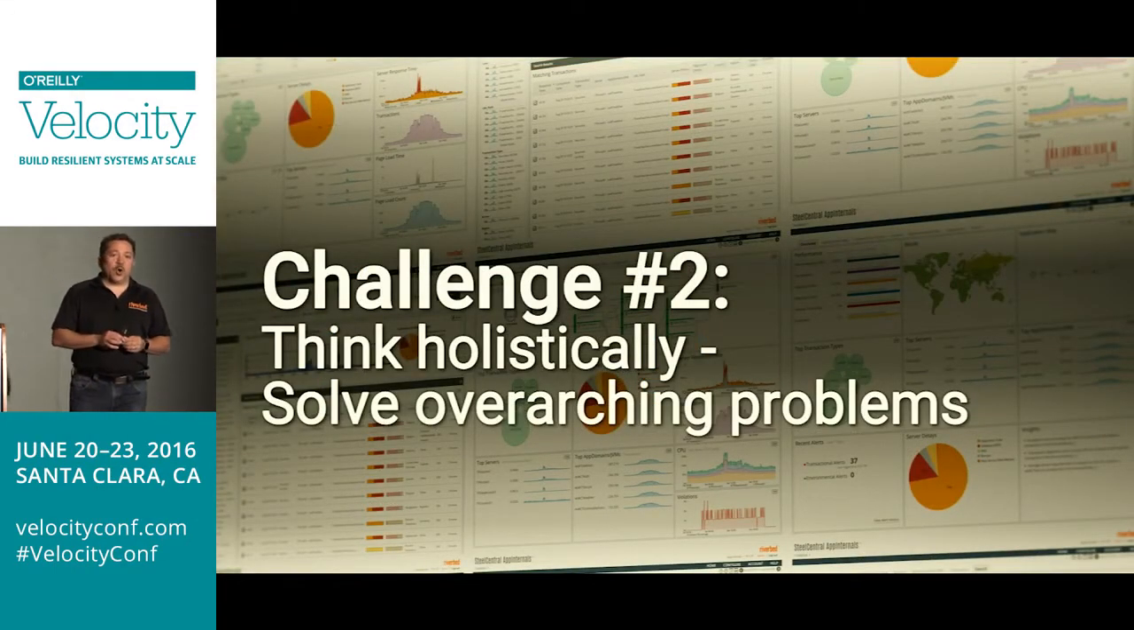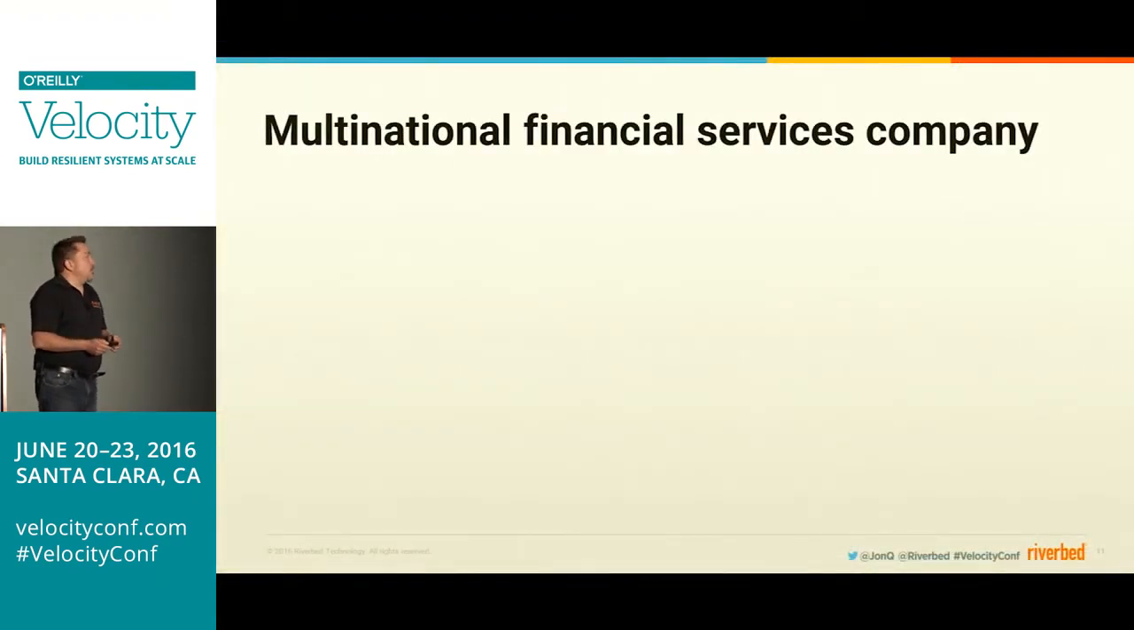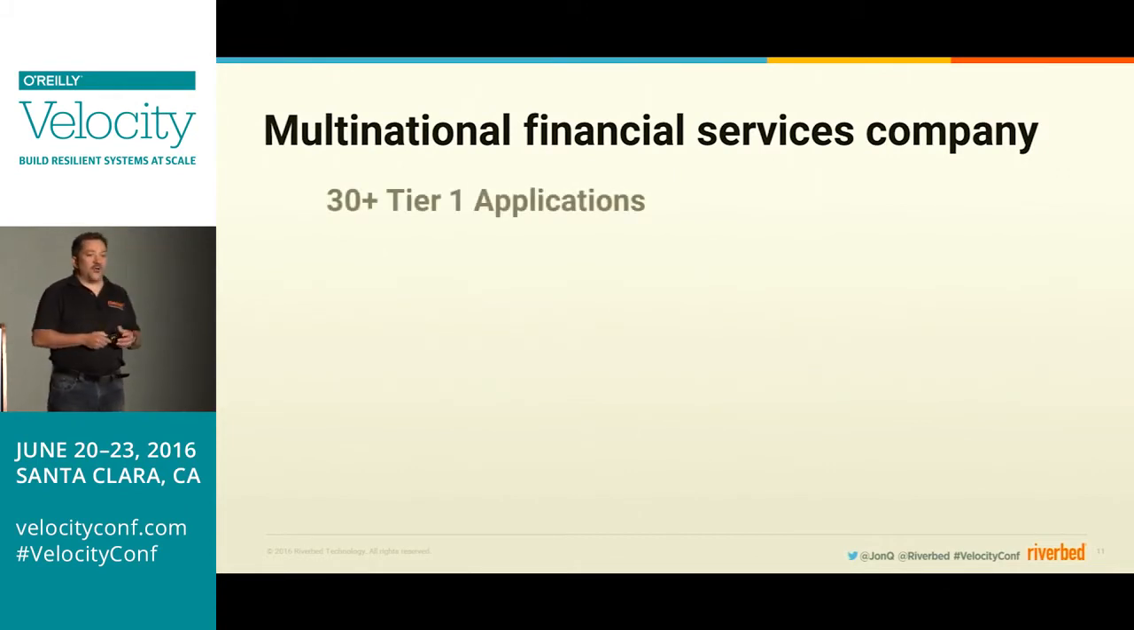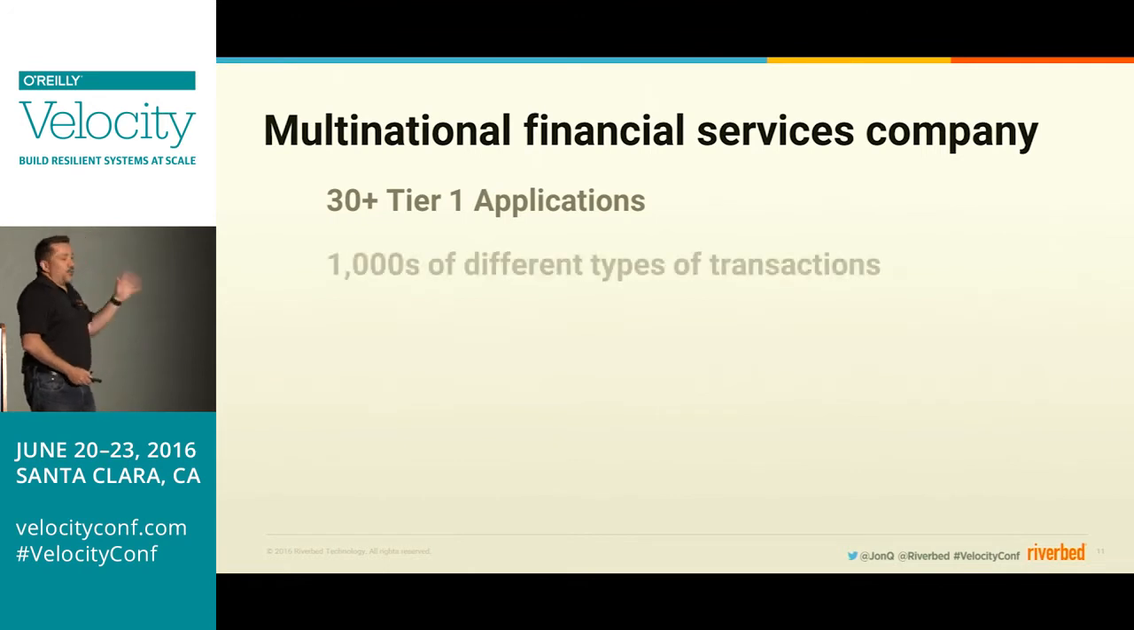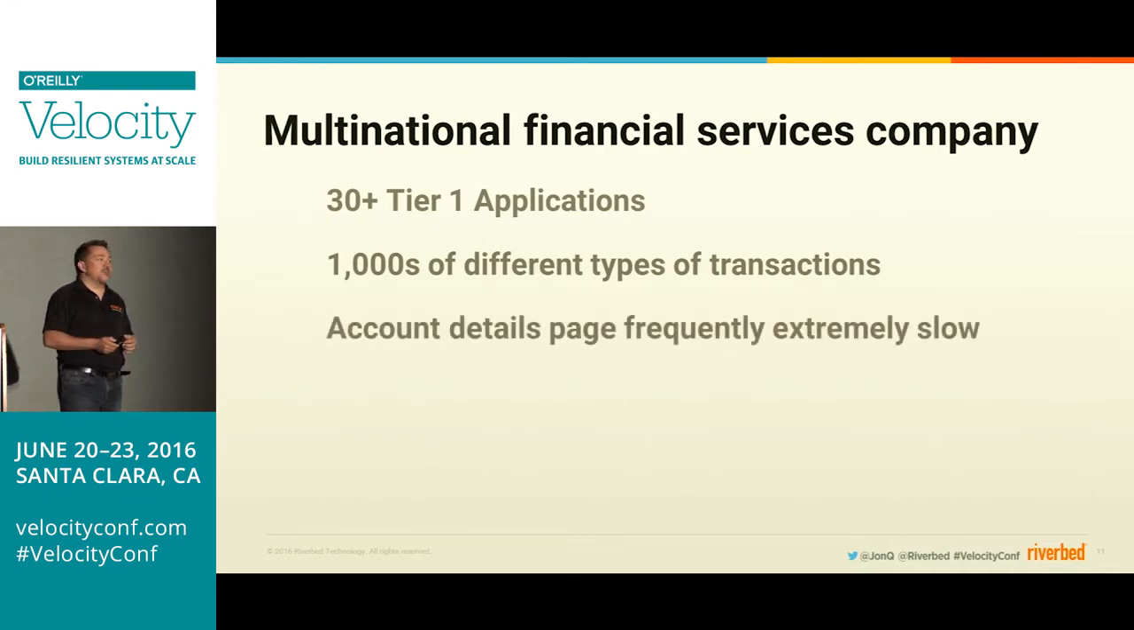So the next challenge is to think holistically and really try to solve overarching issues. The world quite often does this, why is the slowest thing slow type of troubleshooting. I had a customer, they're a very large financial services company. They have banking, loans, mortgages, things like that. You probably have their credit cards in your pocket. And they have 30 tier 1 applications, their main types of apps. Those are thousands of different types of transactions across those different applications. And one of their pages, their account details page, when you first logged in, was extremely slow. And they were seeing response times in the several seconds, and they were trying to figure that out.